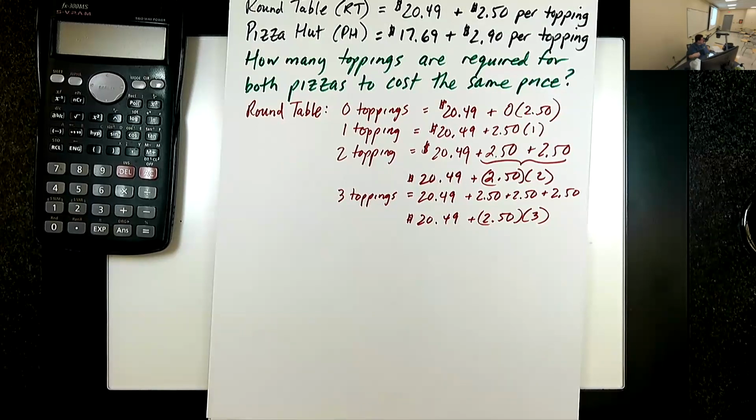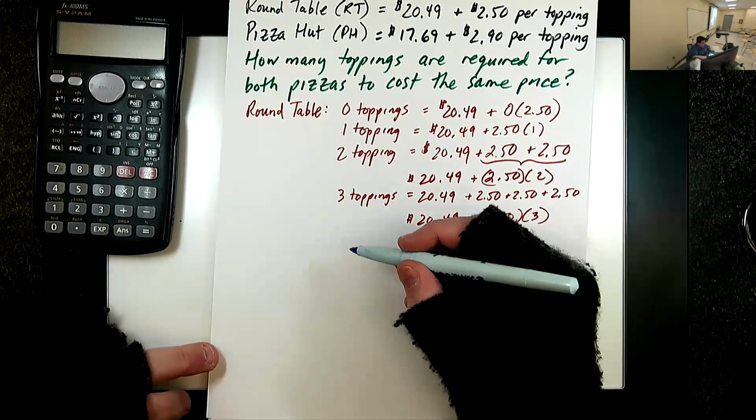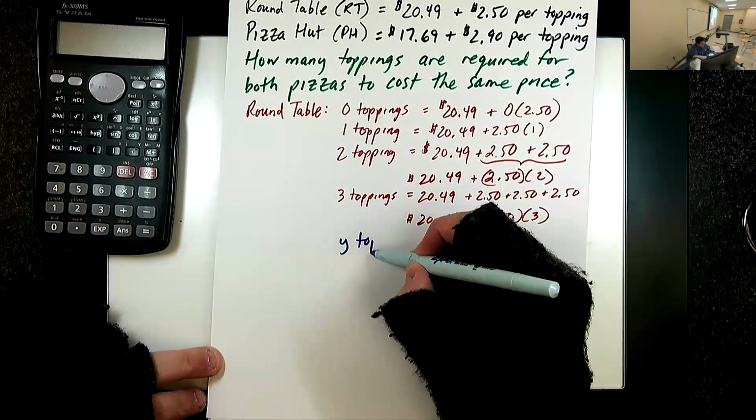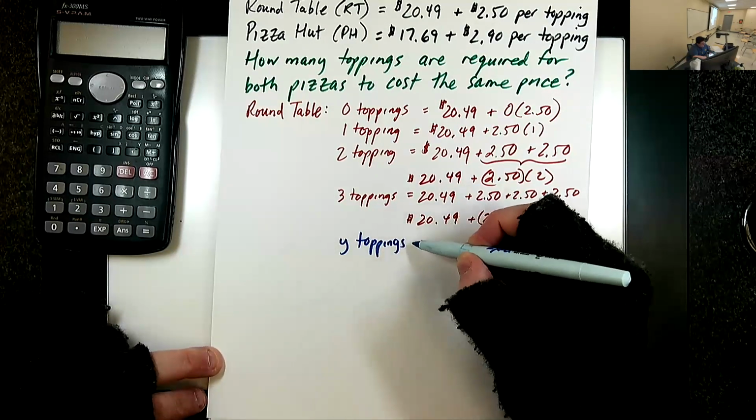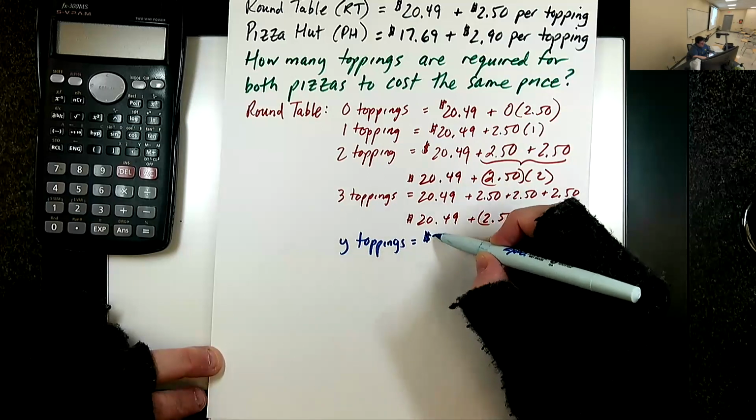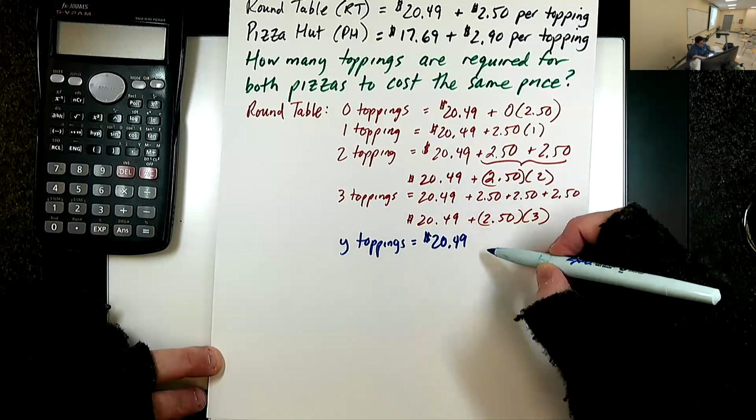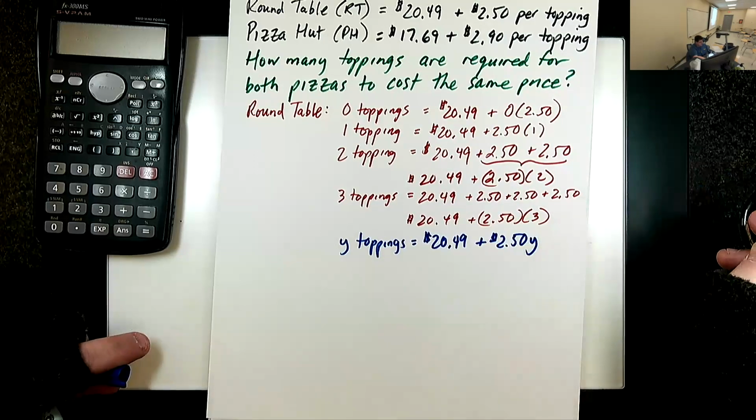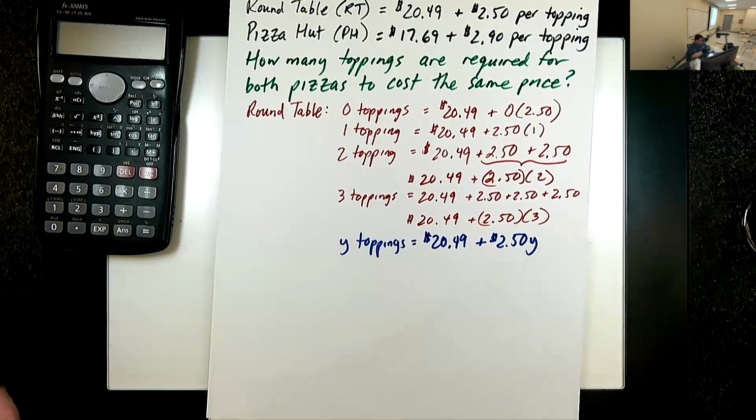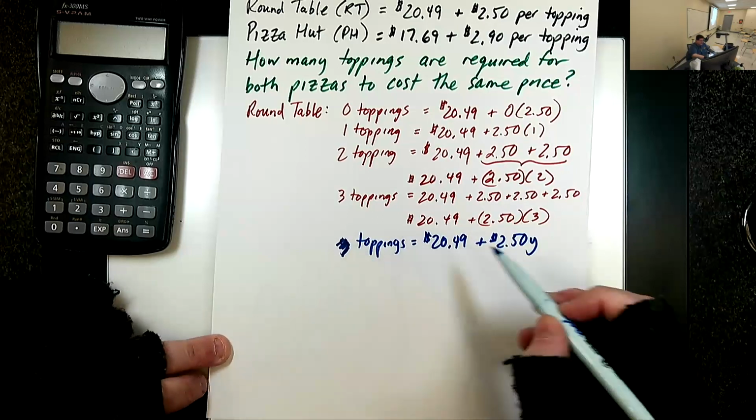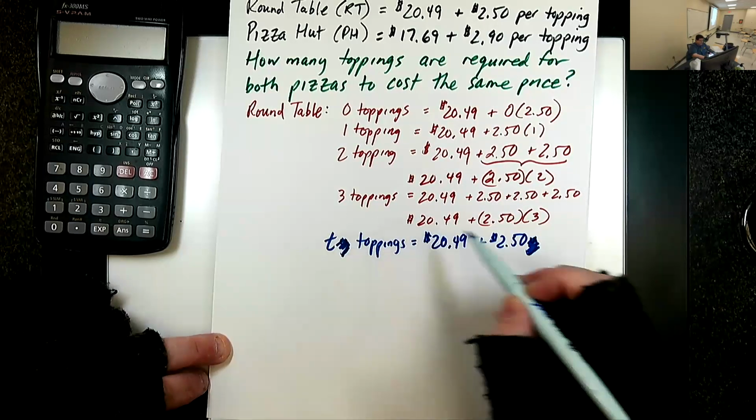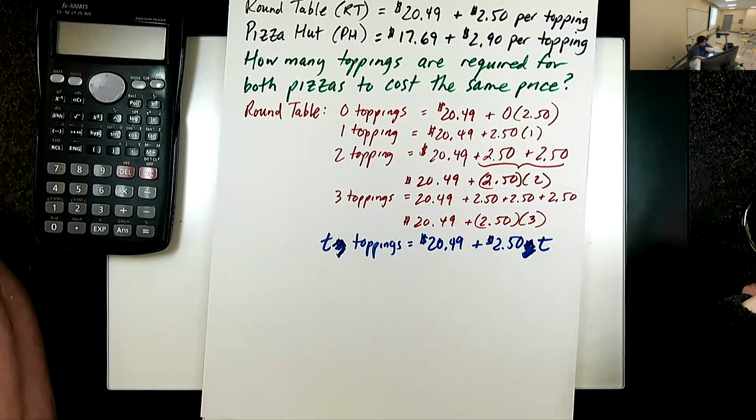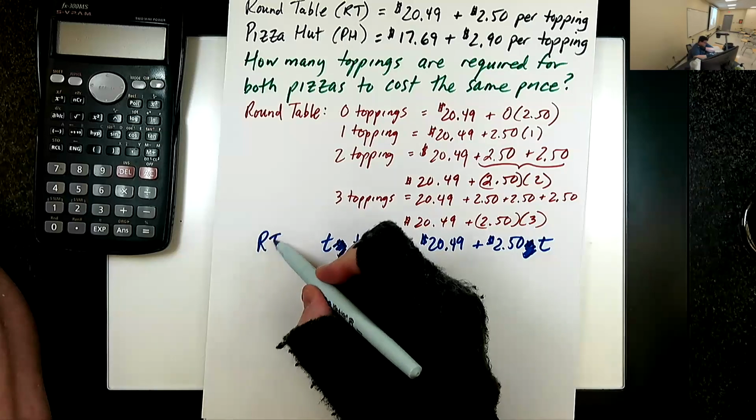Now, I don't know how many toppings I wanted. Let's go with Y. Y toppings. This pattern should hold. It should be $20.49 plus $2.50 times Y toppings. I don't want to use Y. Let's use T for topping. That's easier to remember, right? T for topping. Don't we know what our variable is representing? T for topping makes sense. And this was Round Table.